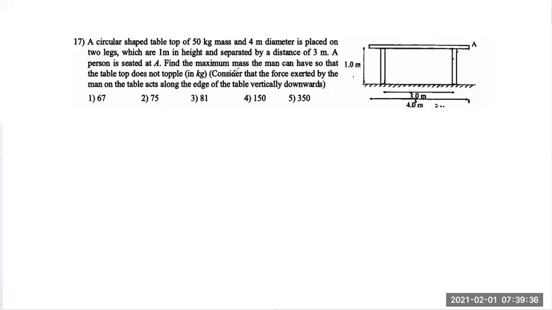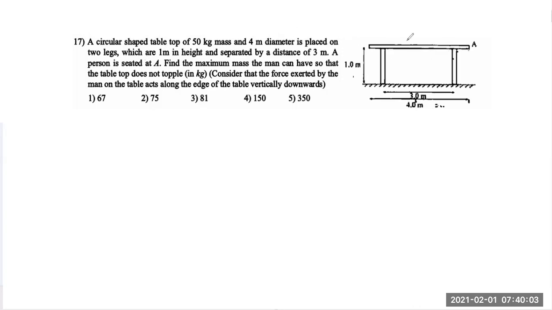Well, the next question is the 17th one. Let's go through and see what this question is all about. A circular shaped tabletop of 50 kilogram mass and 4-meter diameter is placed on two legs, which are 1 meter in height and separated by a distance of 3 meters. So you can see everything is given in the diagram, 4 meters. Now they are looking at this from the side, okay? Even though this is a circular tabletop, if you see it from the side, it will look like this.